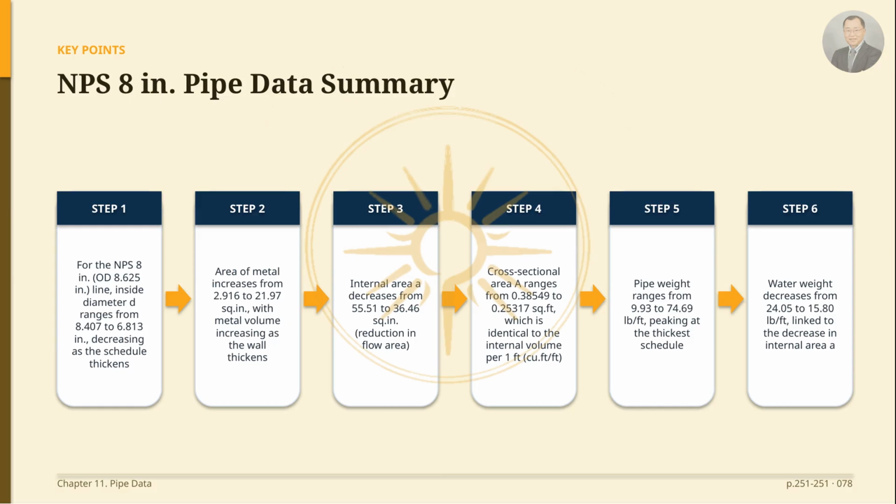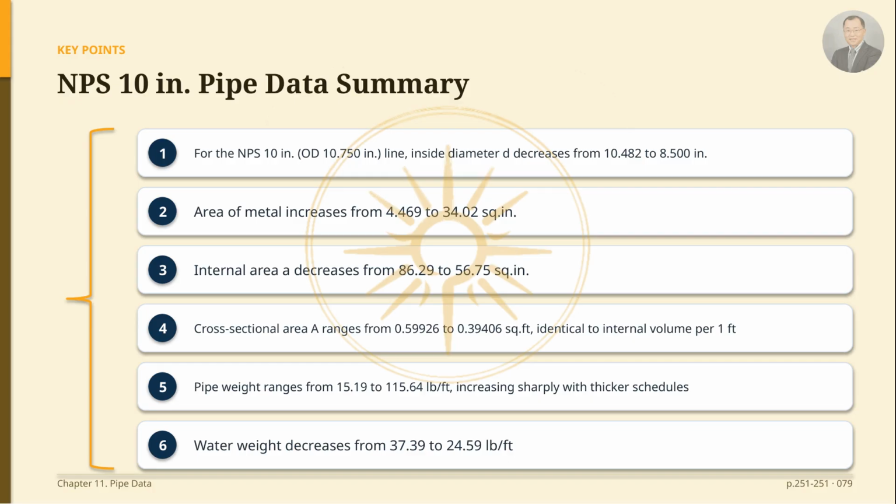Engineers should first verify the schedule number they intend to apply and then refer to the corresponding inside diameter and internal volume values. This table summarizes the detailed figures by schedule for NPS 10 inch pipes, showing the correlation between inside diameter and weight according to changes in wall thickness. For instance, you can see that the inside diameter d decreases from 10.482 inches to 8.500 inches, and as a result, the pipe weight increases sharply up to 115.64 pounds per ft. As other detailed figures differ based on design conditions, engineers are advised to first check the applicable schedule number and then refer to the corresponding cross-sectional area and volume values.